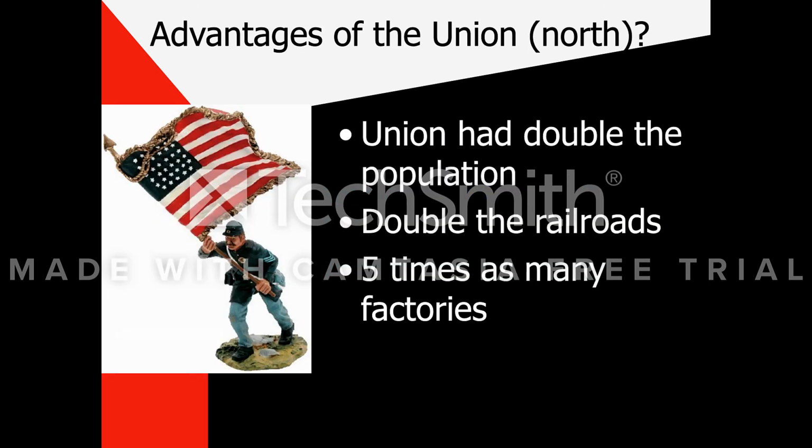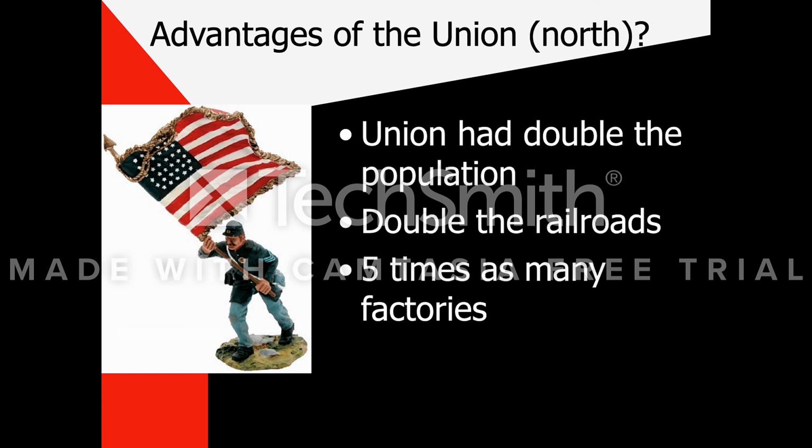So the advantages of the Union North. They had double the population, which was true because the majority of people wanted to live in the North where it was easier to make money, and they had some cities that were established. New York was a big city at this time, Boston. And yeah, they had a lot more railroads in the North as well. But during this time, Abraham Lincoln did have them working on the Transcontinental Railroad, which is true.